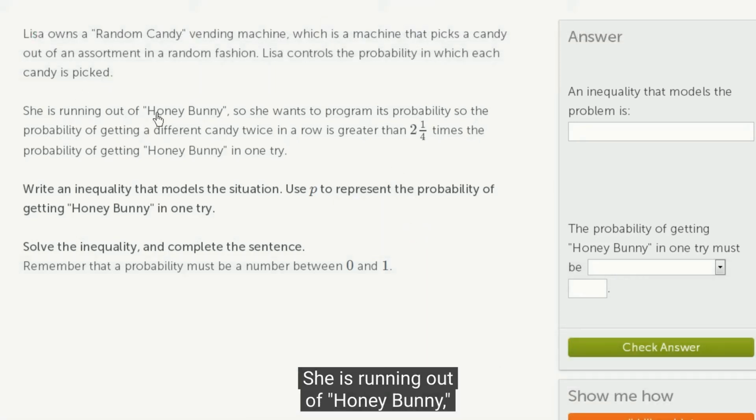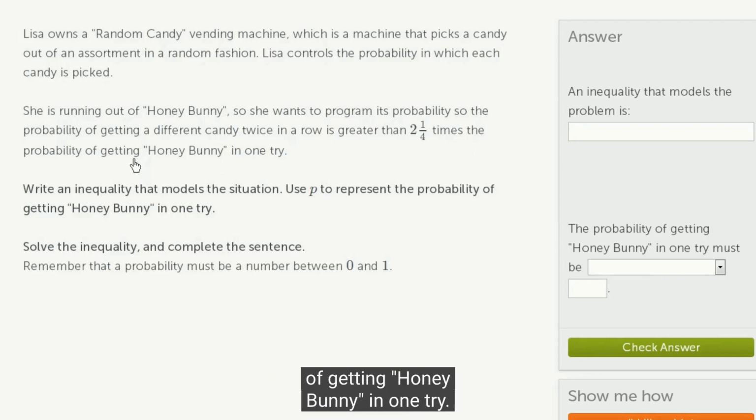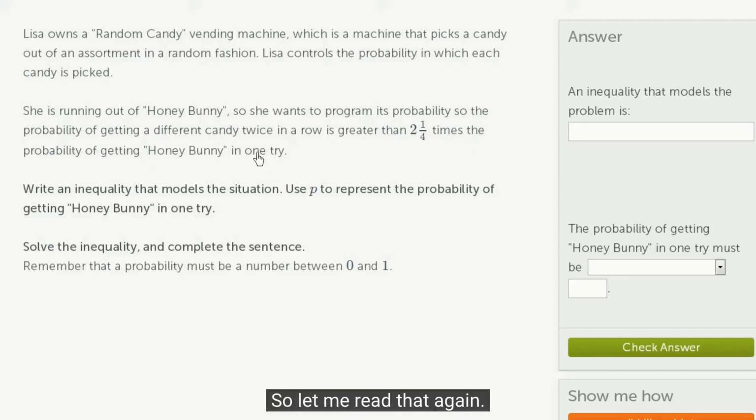She is running out of honey bunny, so she wants to program its probabilities so that the probability of getting a different candy twice in a row is greater than 2 1/4 times the probability of getting honey bunny in one try. So let me read that again.